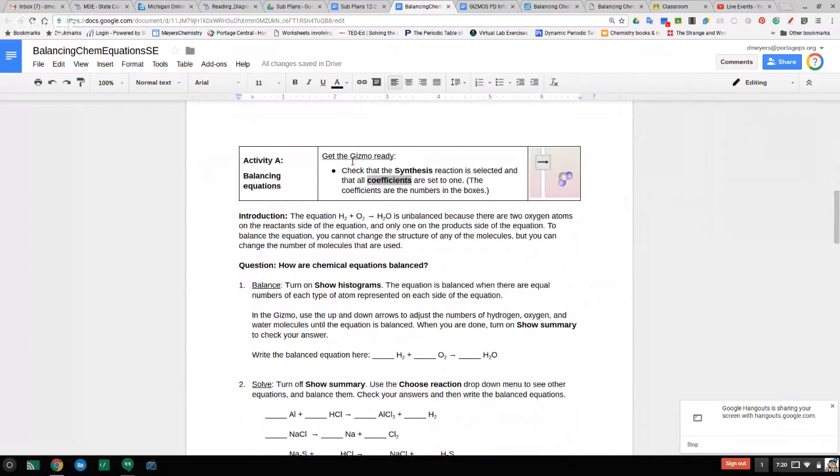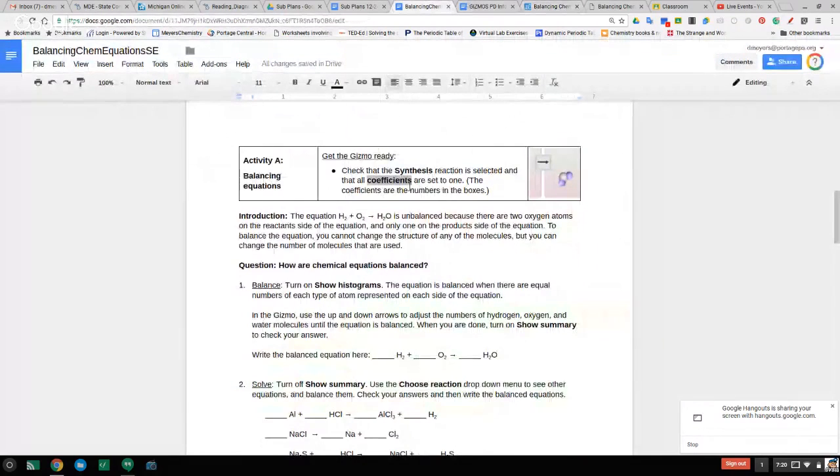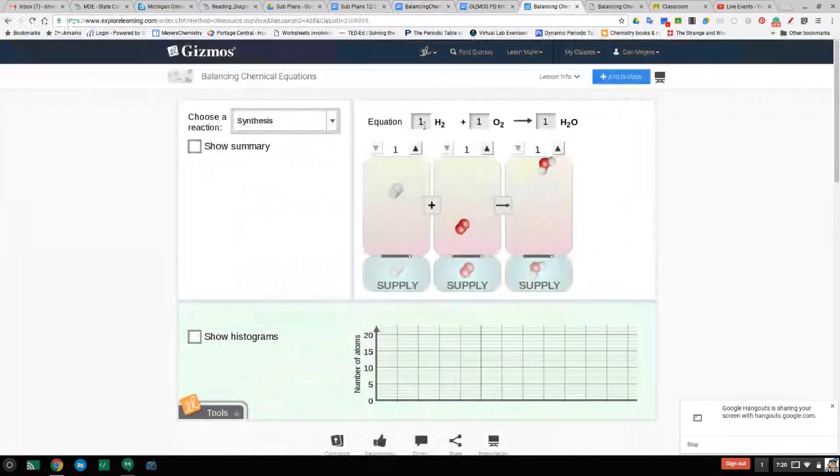You're going to get the Gizmos ready. It should already be launched. And you're going to check that the synthesis reaction is selected. So synthesis here is selected. And that all coefficients are set to 1. 1, 1, and 1.